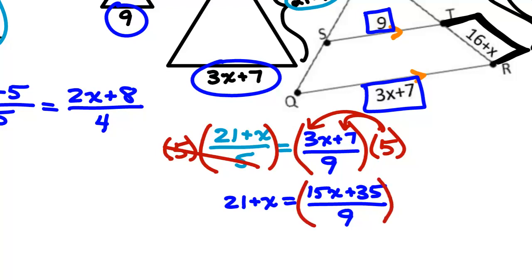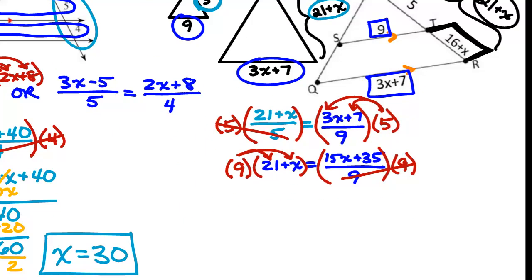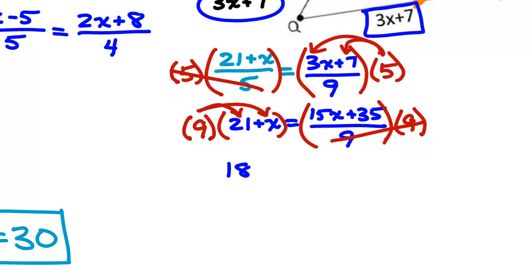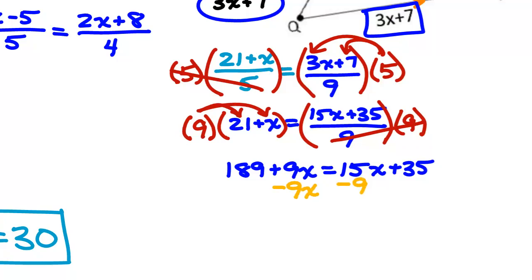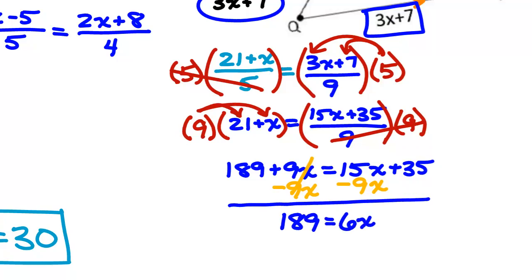Then we need to multiply both sides by the second denominator. We've got to multiply by 9. It's going to distribute to the 21 and to the x. It's going to cancel out on the right. So I would have 189 plus 9x equals 15x plus 35. Get our x's to the same side, so I'm going to minus 9x from both sides. So 189 is equal to 6x plus 35.